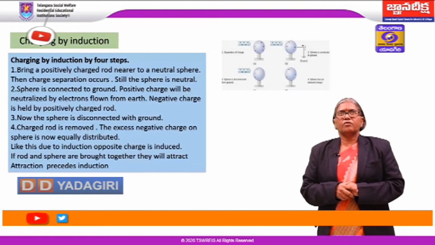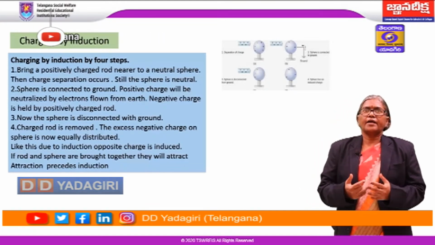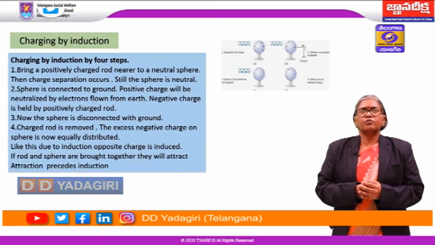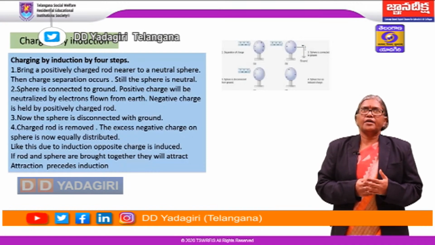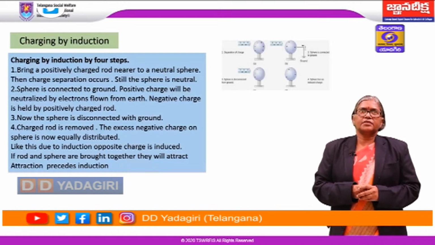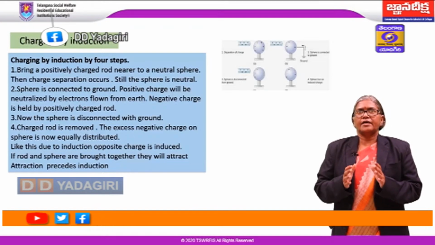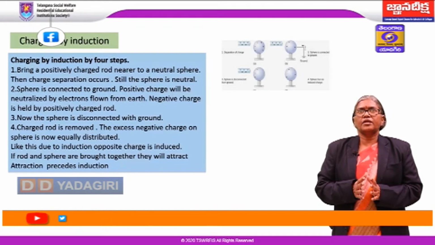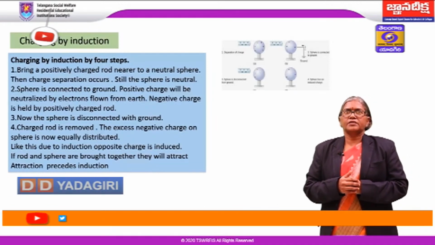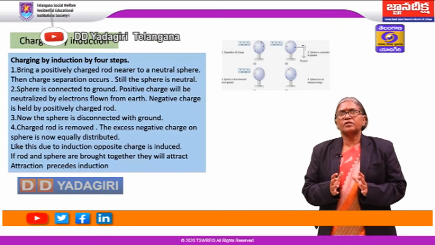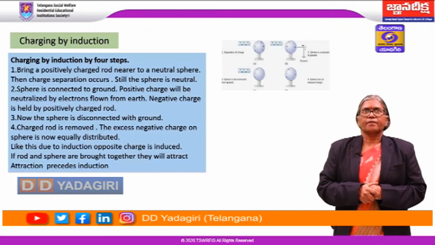Now, if we bring rod and sphere closer, we can see that there is an attractive force between them. So, we can say that attraction precedes induction. Here also, charge is conserved. If we take rod, sphere and earth as one system, then only charge is conserved. One more important point here is that the charge on the rod does not change while inducing the charge on the sphere.